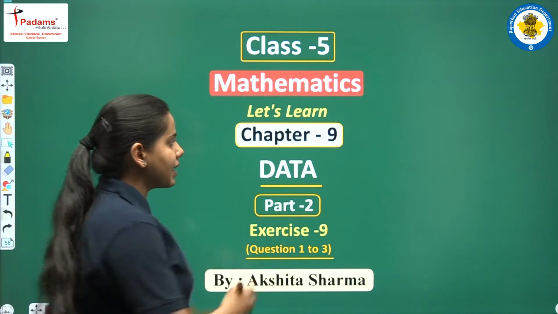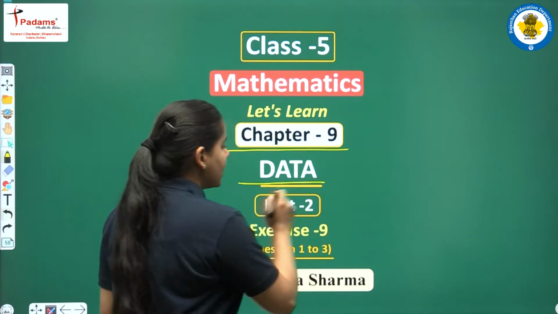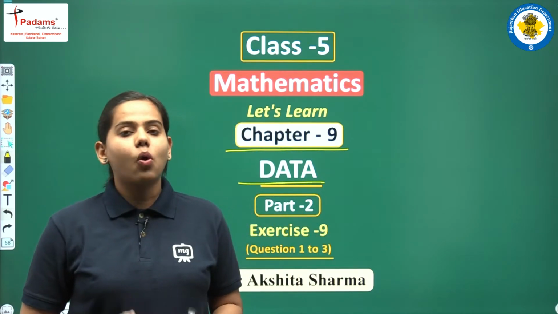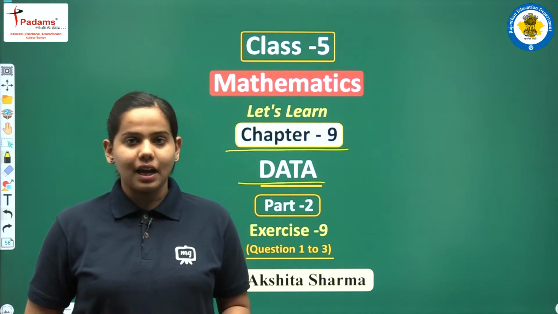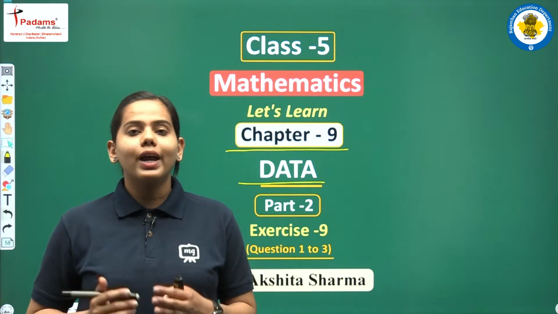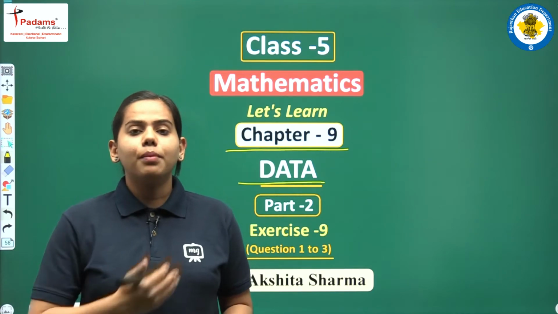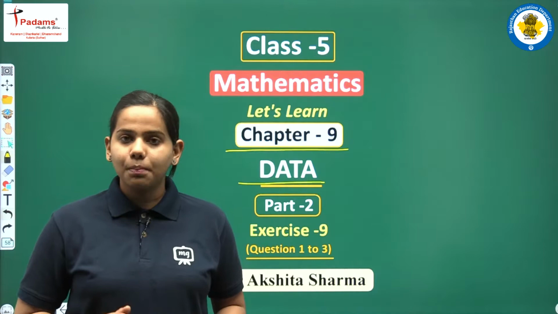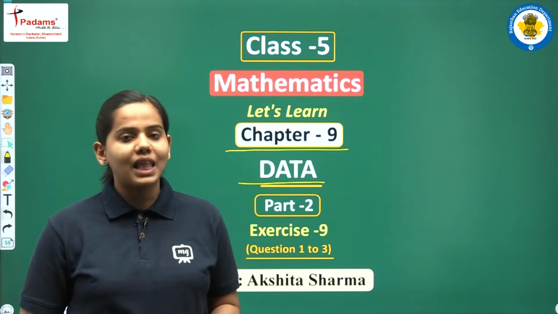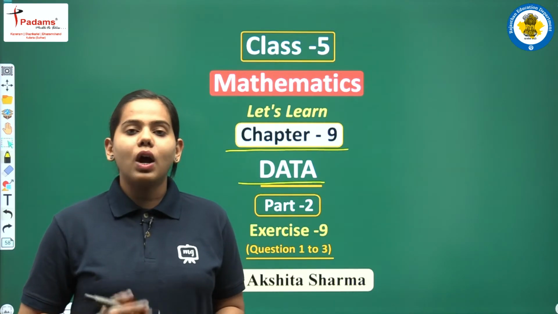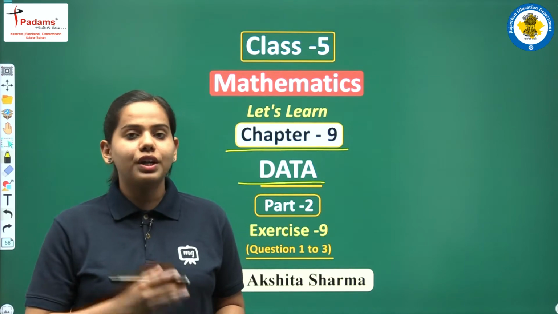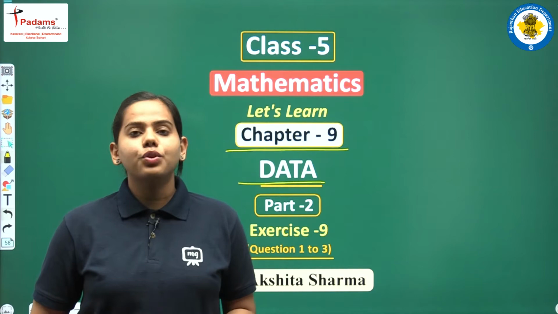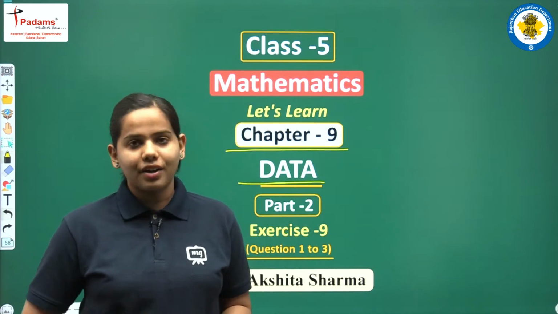Children, here we are studying chapter number 9, data. This chapter we have started in the previous class. There we have studied all the related concepts of data. We have understood how we arrange the different data information in the table. Then in the table we have used different types of symbols to show the different values and the units. Then we have also understood how to interpret different types of information given to us in the graph. We have understood pictograph also and bar graph also.